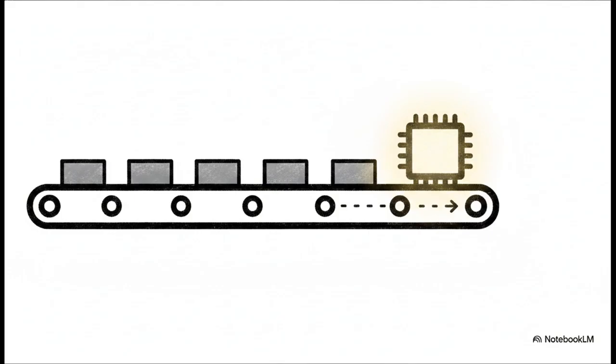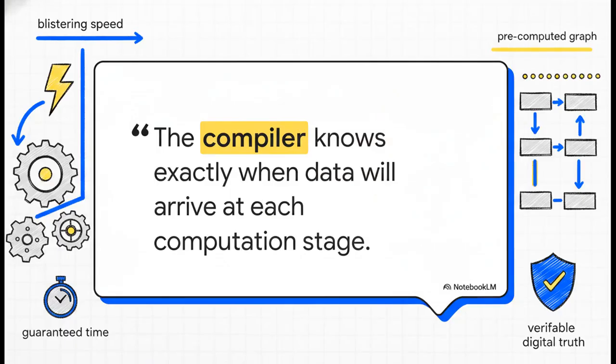But the Groq LPU uses a software-first, programmable assembly line architecture. It slaps massive amounts of SRAM directly on the chip and completely eliminates dynamic hardware schedulers. So the crucial point is exactly what we see here. The compiler knows exactly when data will arrive at each computation stage. Because there are no reactive components, no arbiters, no hardware queues guessing what to do next, the Groq compiler pre-computes the entire execution graph down to the individual clock cycle. The hardware just blindly, perfectly executes that static schedule.